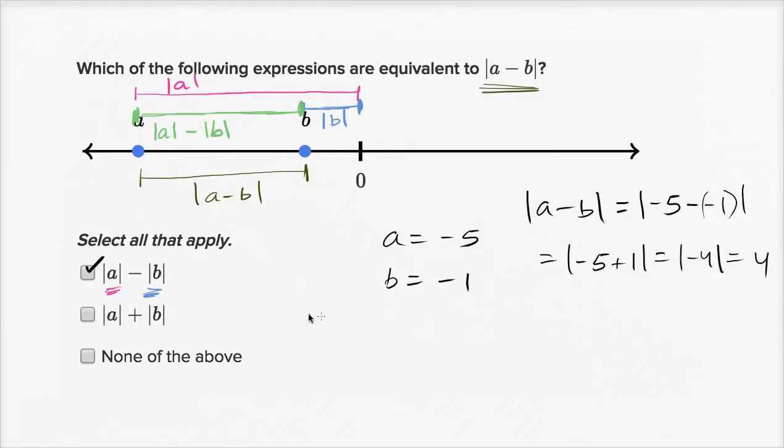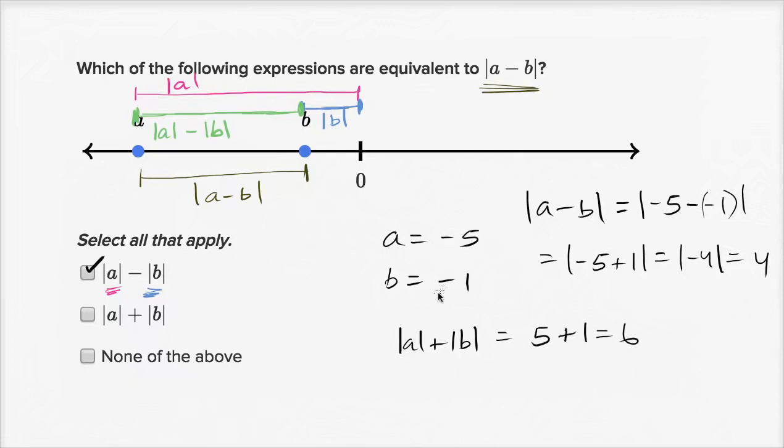Now the absolute value of a plus the absolute value of b in this circumstance is going to be equal to the absolute value of -5, which would just be 5, plus the absolute value of -1, which would be 1. This would be equal to 6.